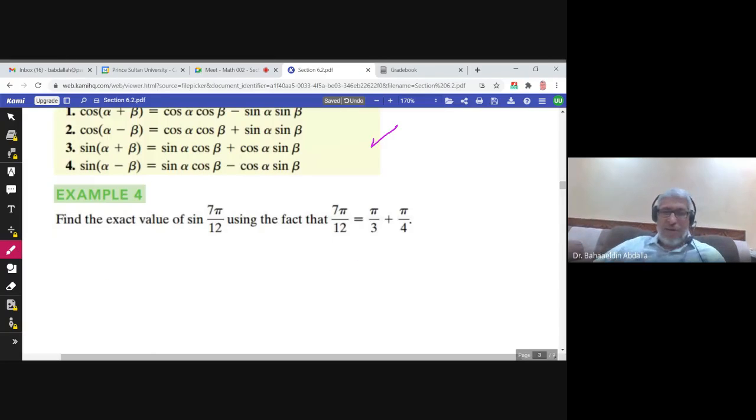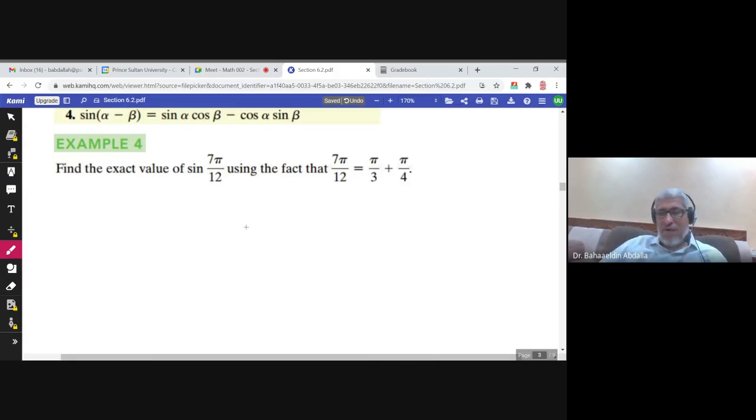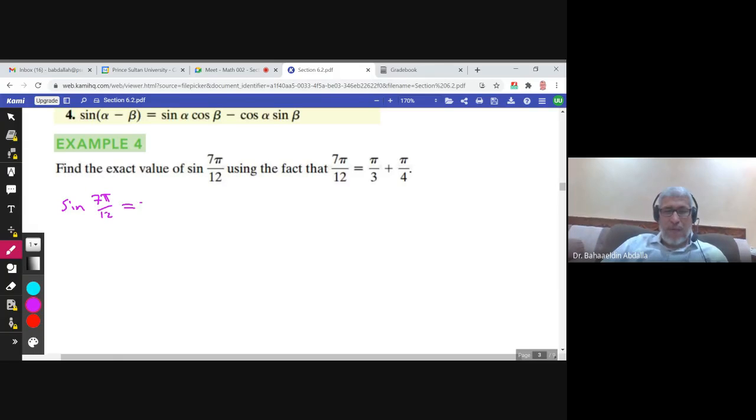So for example, find the exact value of sine 7 pi over 12 using the fact that 7 pi over 12 is pi over 3 plus pi over 4. Good. So we need to find sine 7 pi over 12. And he told me that 7 pi over 12 is pi over 3 plus pi over 4. Good. Now use the formula of sine.